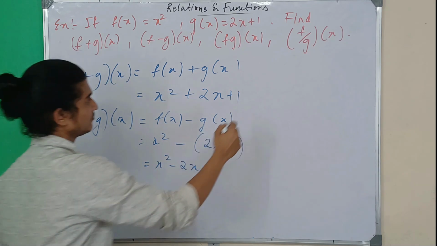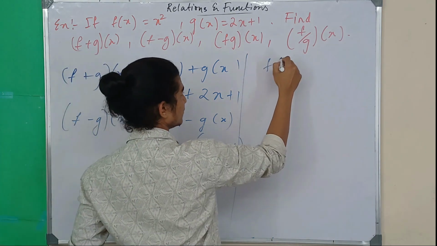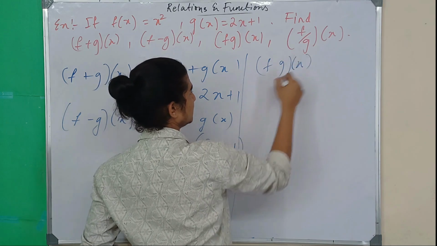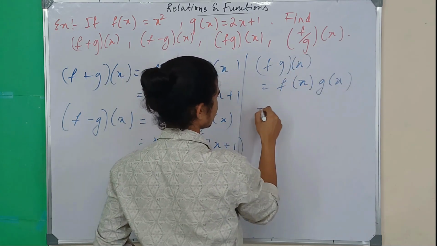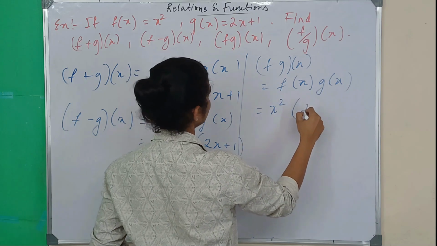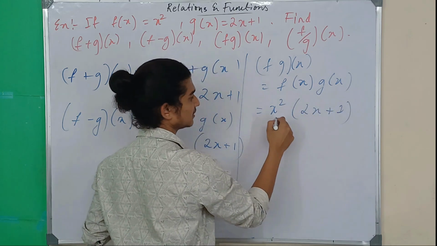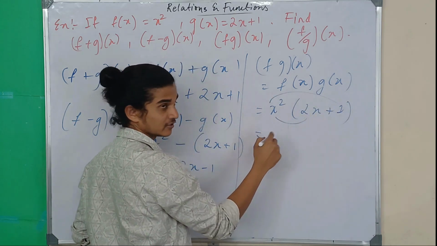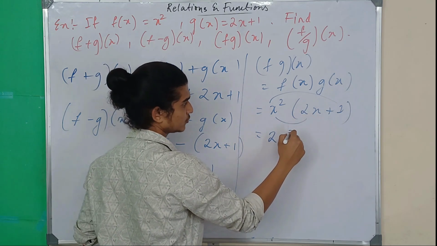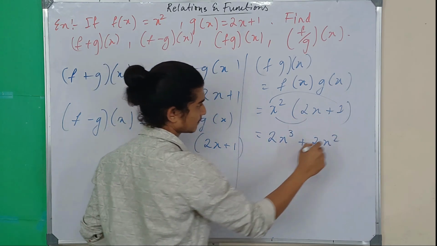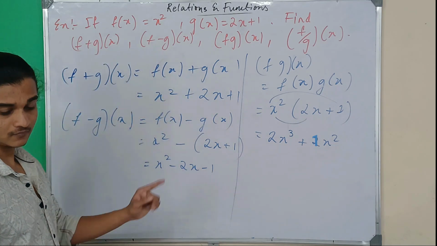Next is f into g of x. So f g of x is basically f of x into g of x. So what is f of x? f of x is x square, g of x is 2x plus 1. So if you multiply this to both internal things, you're going to get something like this: 2x cube plus x square. So this was the third one.